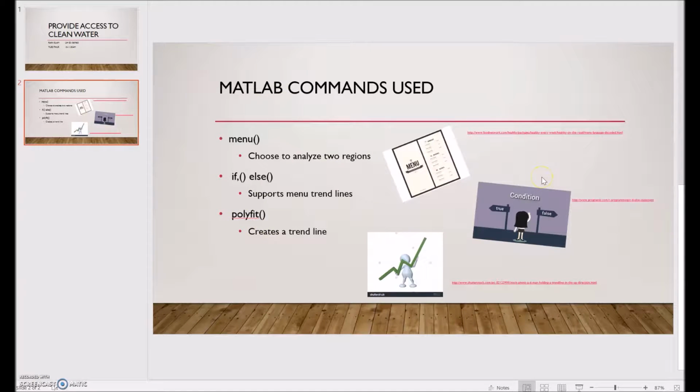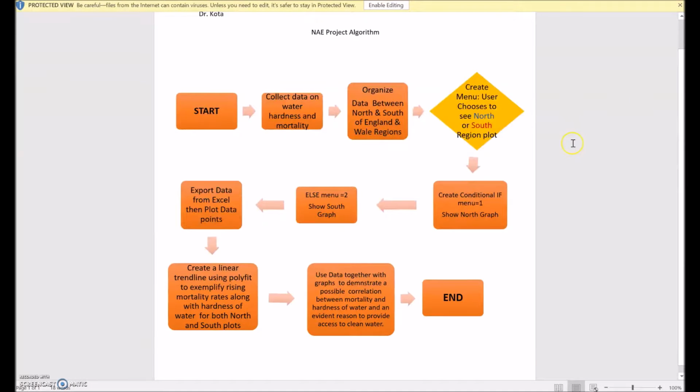So now I'm going to discuss the algorithm that my team and I have produced. We began our algorithm by collecting data on water hardness and mortality. From there, we organized our data points between north and south of England and Wales regions. And then we had a bit of a dilemma. We didn't really know what to do with our data points. So after discussing with each other, we came to an agreement that we would create a menu function. The reason we created a menu function is to further analyze the north and south regions of both England and Wales.